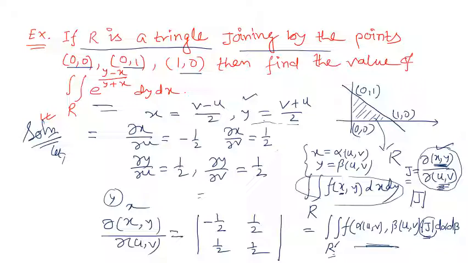Now calculating these two, after calculation you will get minus 1/4, minus 1/4, 1/2, that means minus 1/2, and we should take the positive value, that means mod J. Mod J means half, right? Minus, mod half means half. So this is the value of the Jacobian. That means we have got this value J as half, right?